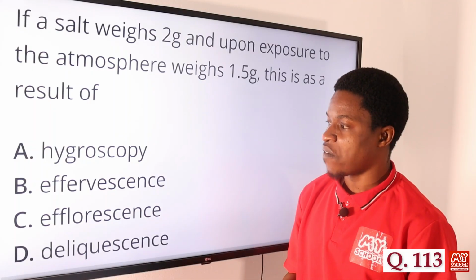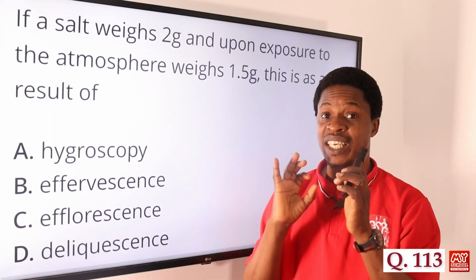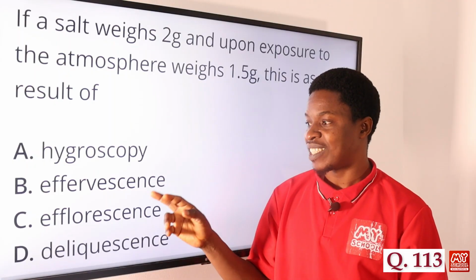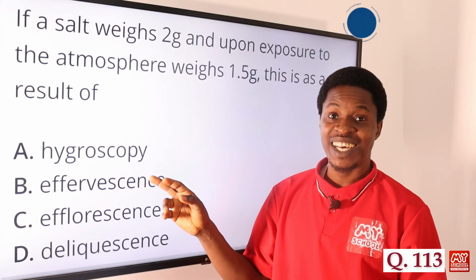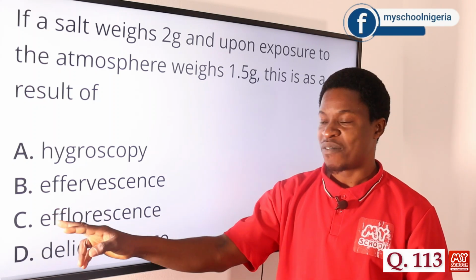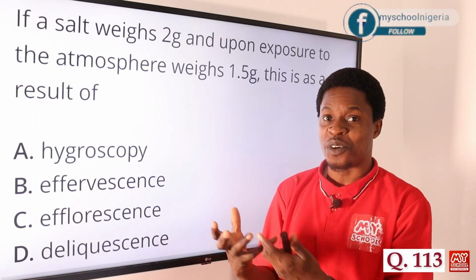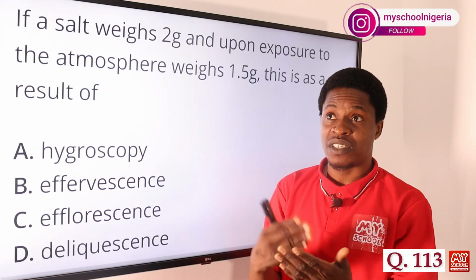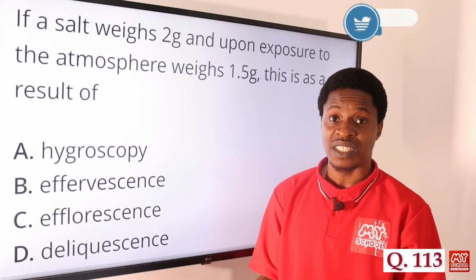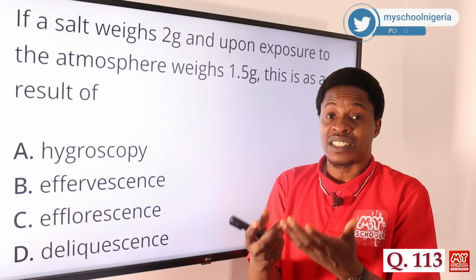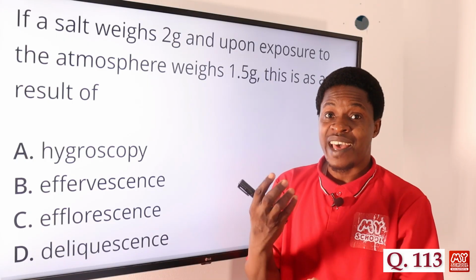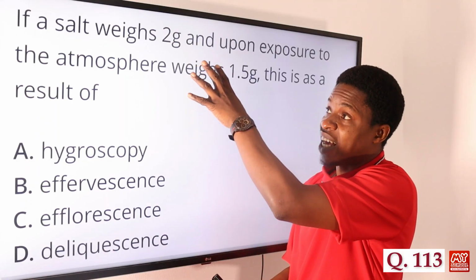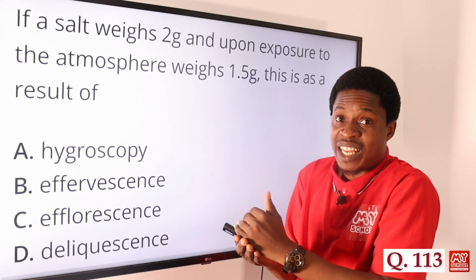Option B says effervescence. Effervescence has to do with gases. When gases are evolved, we call that effervescence. They intentionally put these two here so that you get confused, because two of them start with EFF. Effervescence has to do with gases given off, for instance when you react calcium carbonate with HCl and CO2 is given off. But that is not what is happening here, because it is not gas that is being lost, it is moisture, water, that is being lost.